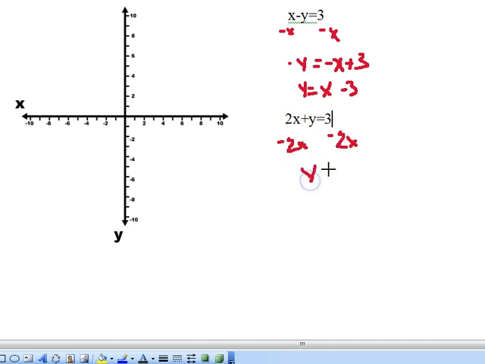So y is equal to negative 2x plus 3. Okay, and I'm going to go ahead and graph these two lines. We have our slope-intercept form. So for this one, the y-intercept is negative 3. So I'm going to come down here to negative 3 and plot my first point. And then the slope is 1 over 1. So I'm going to go up 1 and over 1. Up 1 over 1. Okay, and now I just need to graph this line.